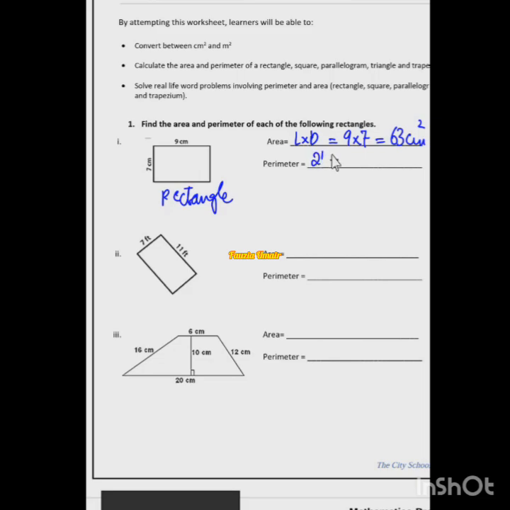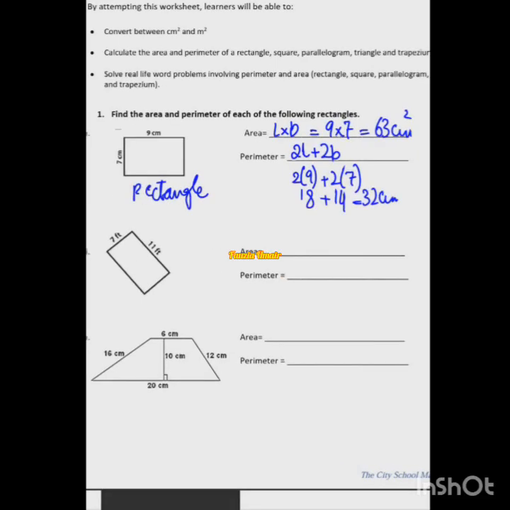2L plus 2B. So 2L is basically 2 into 9 plus 2 into 7. 18 plus 14, that's 32 centimeter. Yes, ma'am. So now let's see, what about the second shape?